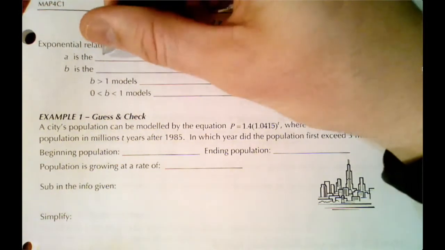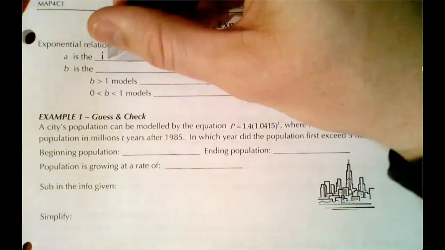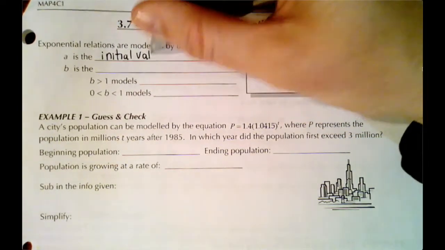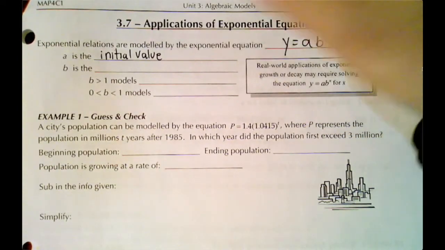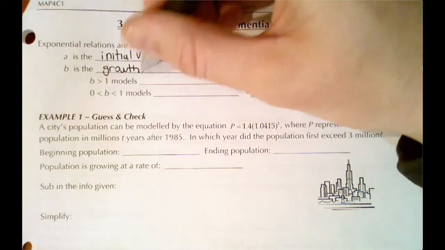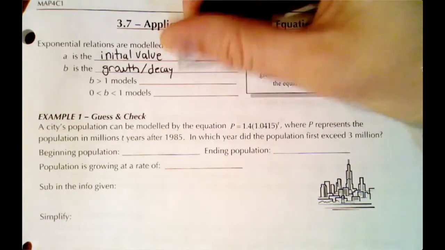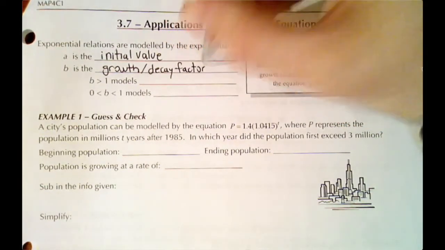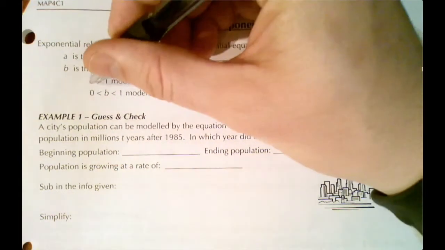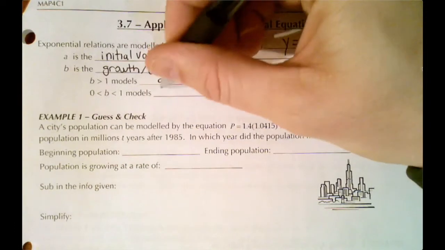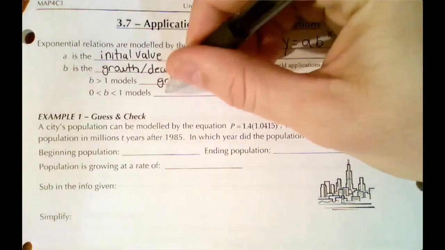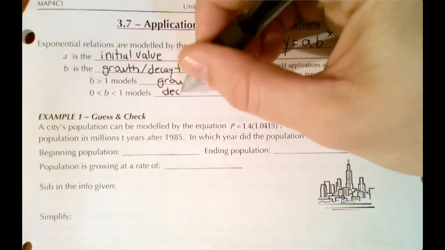A in exponential growth and decay is the initial value. It's like our starting amount. And B is the growth or decay factor. When the base is bigger than 1, so when B is greater than 1, this is an example of growth. And when B is between 0 and 1, it's an example of decay.